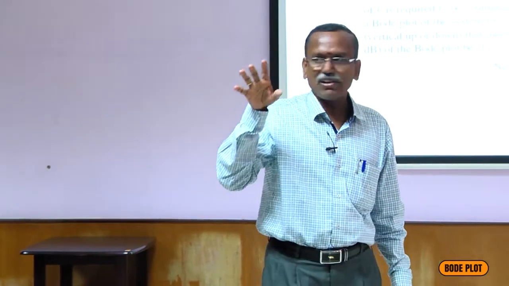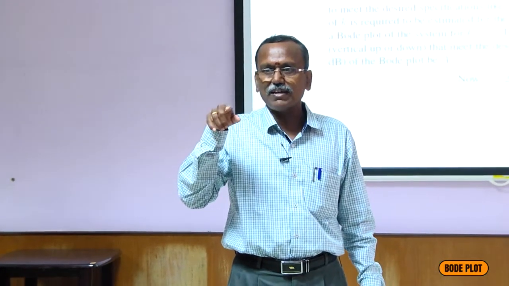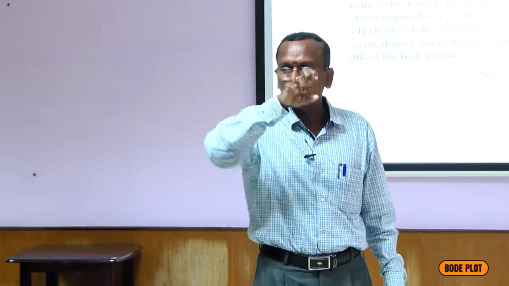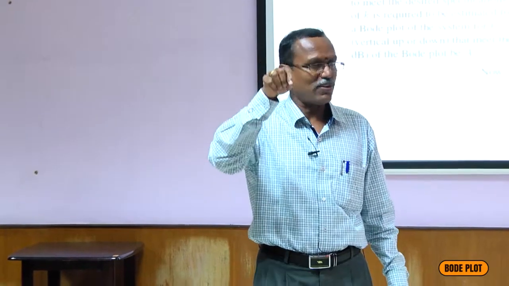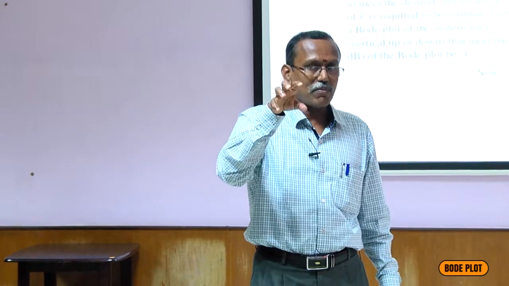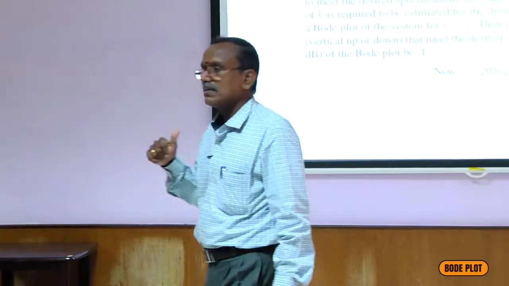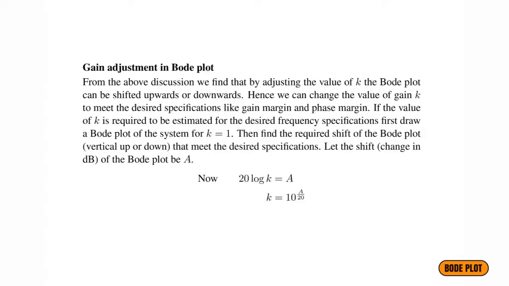Suppose they gave some gain margin, and you want to find the value of k for which the system has this much gain margin. For that, you have to draw the Bode plot with k equal to 1. Then you will get the value of k which satisfies the given gain margin. That's all. The only thing is 20 log k equal to a.